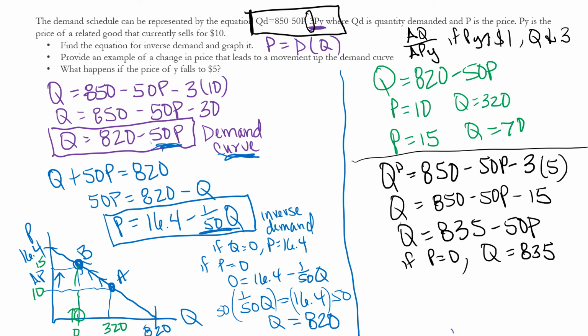So that answer is, if price falls to $5, then we get a new demand equation. We are going to get an increase in demand, which means we want more at any price, right? And so now this is going to be 835, and we're going to get that rightward shift in demand.